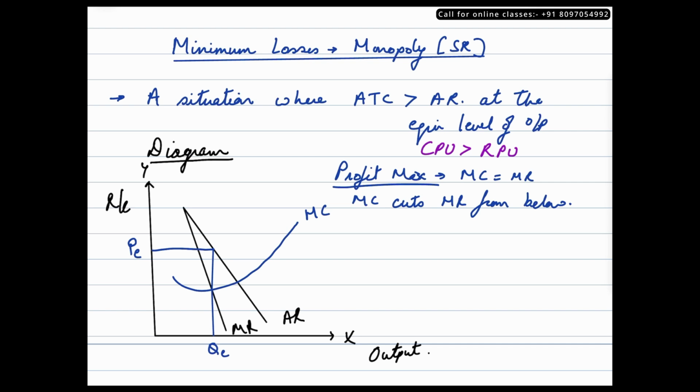Alright. Now what are we looking at? We are looking at minimum losses, and what was the condition? The condition was average total cost is greater than the average revenue, correct? So let's bring in the average cost curve as well. So average cost curve is a U-shaped curve, and another condition that we need to remember is MC will intersect or cut average cost at its minimum, correct? So let's plot in an average cost curve in this. So we need to get both of these conditions fulfilled.